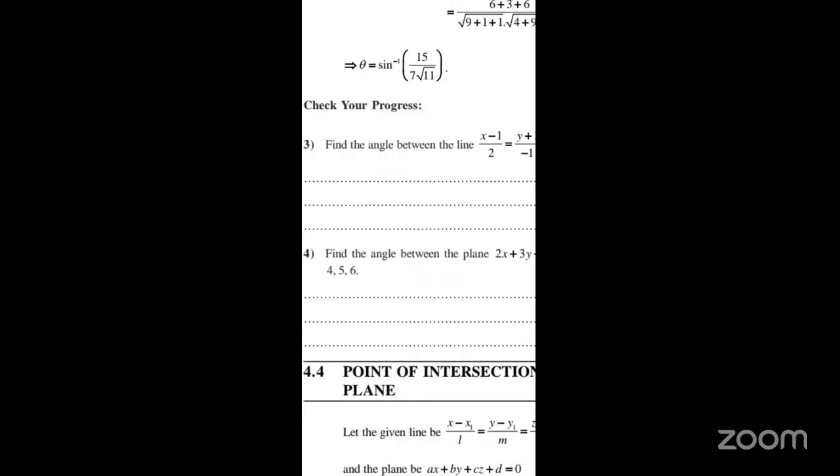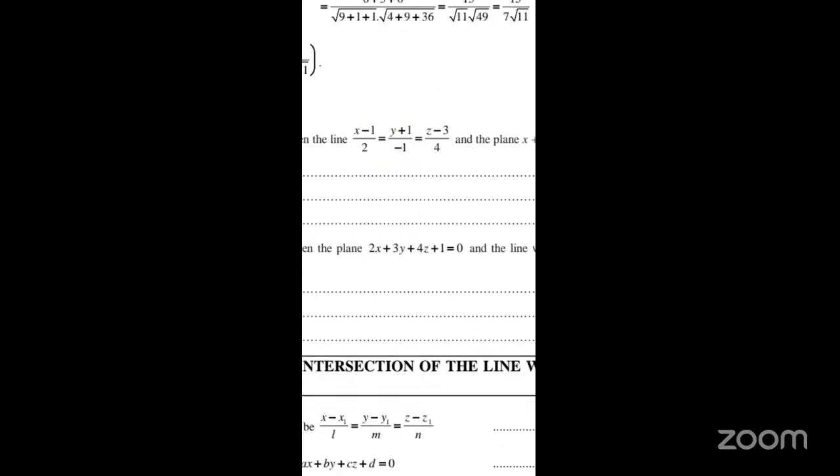Now substituting in the formula, so this sin theta equal to AL plus BM plus CN. Those values are substituted, given the above formula, by root of A square plus B square plus C square into root of L square plus M square plus N square. So we are getting the value 15. So theta value is the sine inverse of 15 by 7 root 11. So these problems are also practiced here.